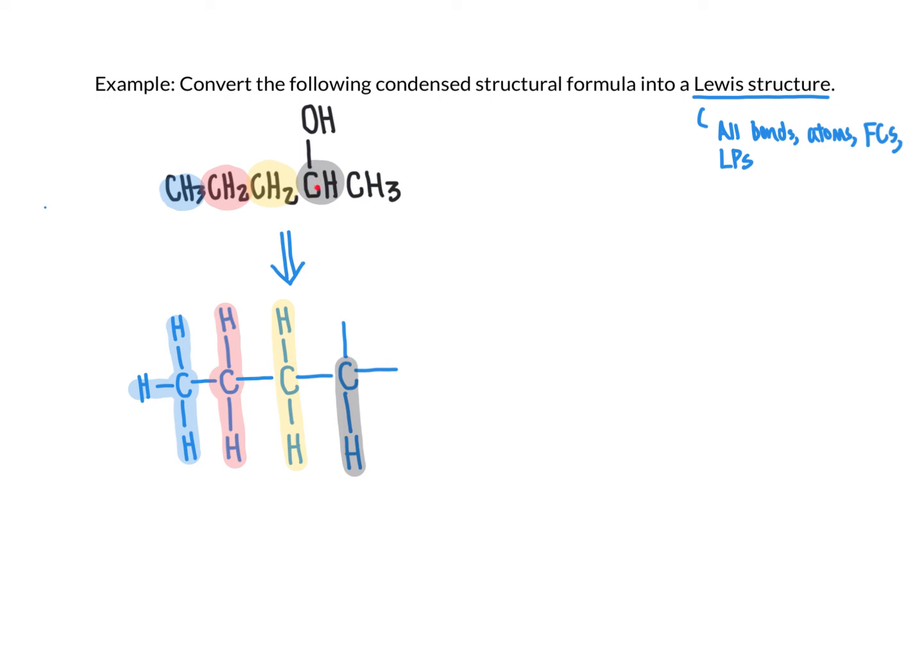That carbon, in addition to being bonded to the hydrogen, is bonded to the carbon in yellow, as we see here in our Lewis structure. And then it has a line going to an OH group. So we need to show that here as well. We have a line going to O, and that oxygen is bonded to a hydrogen, so I'll go ahead and fill in that hydrogen like that.